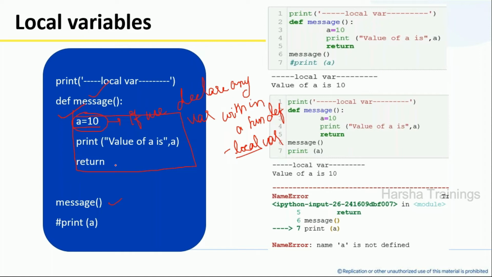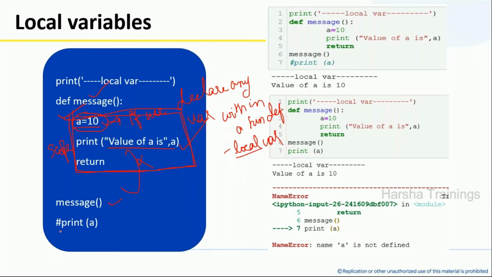Now, what is the scope of a local variable? The scope, or boundary, of this local variable is in this block only. I cannot access the value of a outside of this block. I cannot call it from outside. So, value of a is a. I can print only in this way.